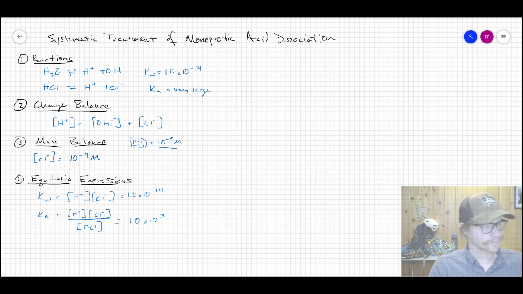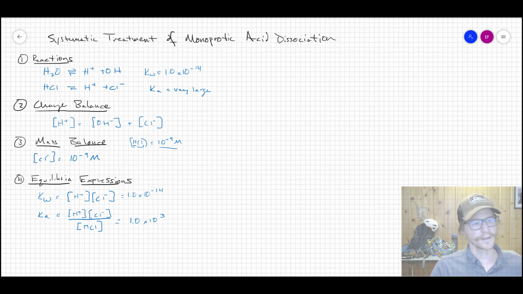All right, so just writing up the two equilibrium expressions for the two reactions that we listed in step 1. We have the dissociation of water, and we set that equal to its equilibrium constant, which is Kw. We have the dissociation of HCl. We set that equal to its Ka, which I looked up. This Ka will differ wildly. It's difficult to measure, but it's on the order of 10 to the third or 10 to the fourth. But in the value that I'm looking up, I get 1.0 times 10 to the third.